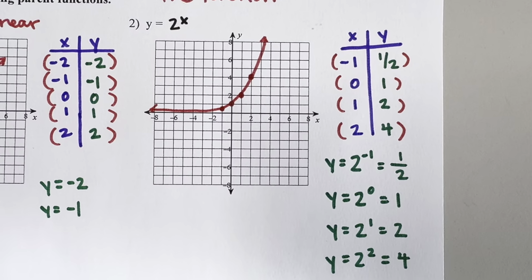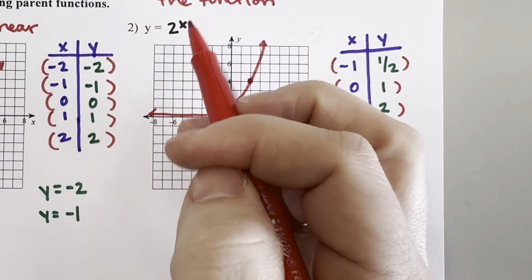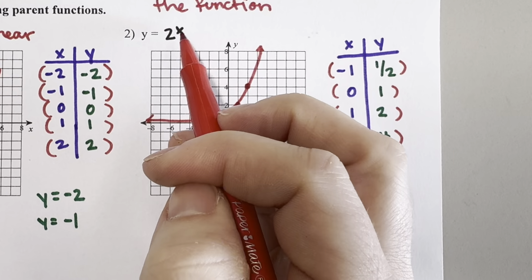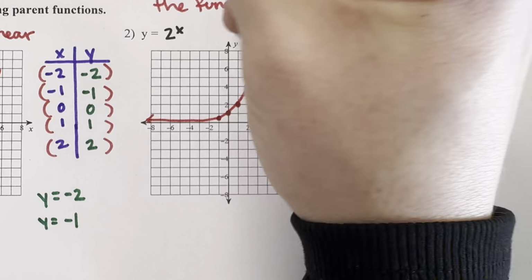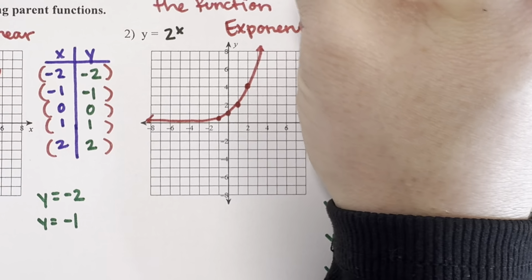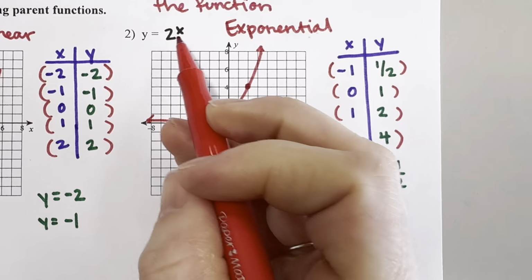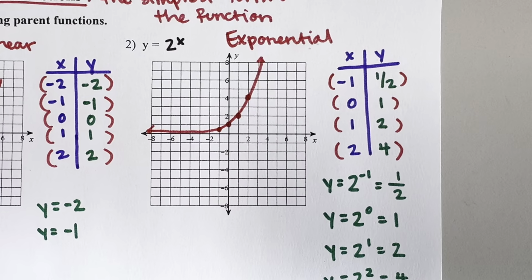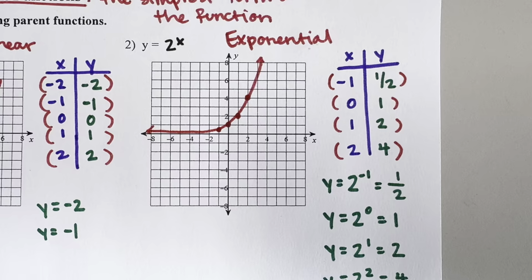Well, the name of this parent function we could have just seen right off the bat because our x is in the exponent spot. This is called an exponential. So whenever you see that your input, your x, is in an exponent spot, it's our exponential. Beautiful.